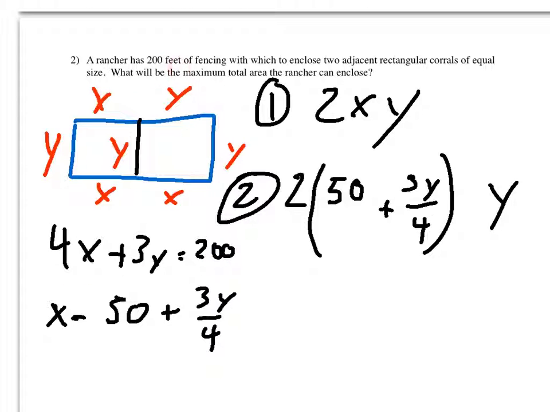That all equals 200. So I just did some algebra, and then I found that x equaled 50 plus 3y over 4. Just plug that into this equation. So 2 times (50 plus 3y over 4) times y should be step 2. I may be wrong because I'm not really sure, but that's what I got.